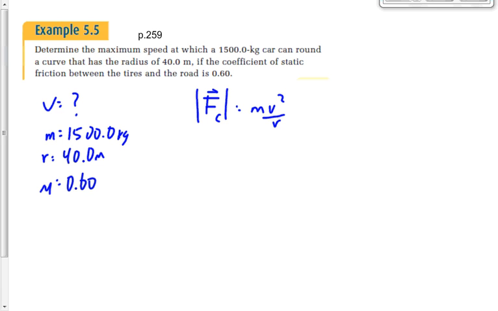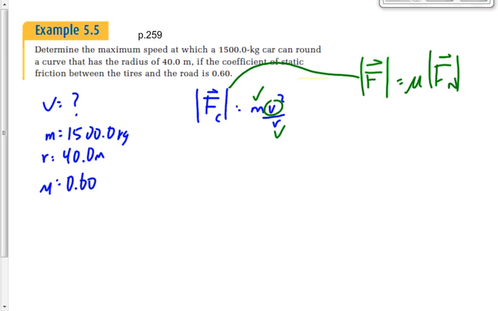The centripetal force, which is caused by friction. Right? If you don't have friction, there is no centripetal force. And if friction is not there, it's not going to go in a circle, and there is no centripetal force. So, look, we've got m, we've got r, we want to find v, but we don't have F. So let's get F. The centripetal force is caused by friction. So let's find the value of friction and then plug it in for the centripetal force.